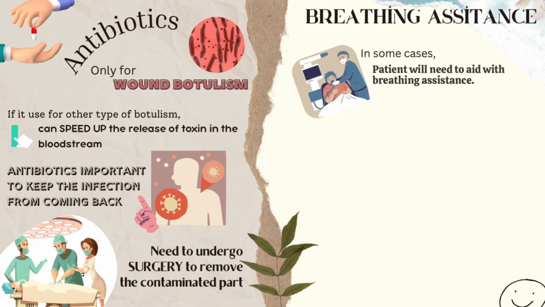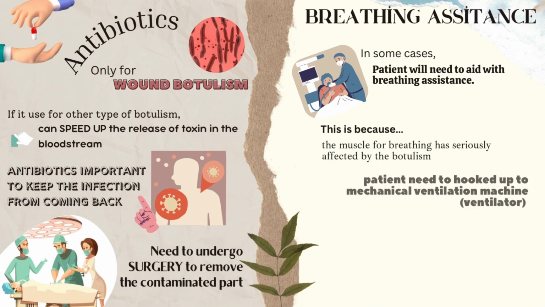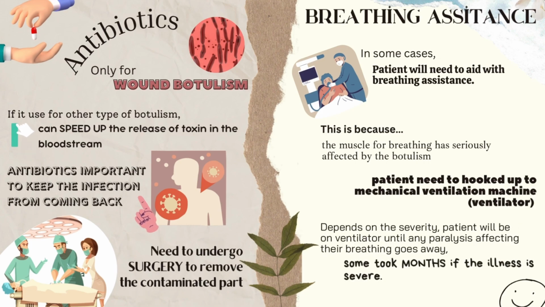In some cases though, patients will need breathing assistance. This is because the botulism has seriously affected their breathing muscles. The patient needs to be hooked up to a mechanical ventilation machine, known as a ventilator, to help them breathe. Depending on the severity, the patient will be on the ventilator until the paralysis affecting their breathing goes away. Some took months if the illness is severe.